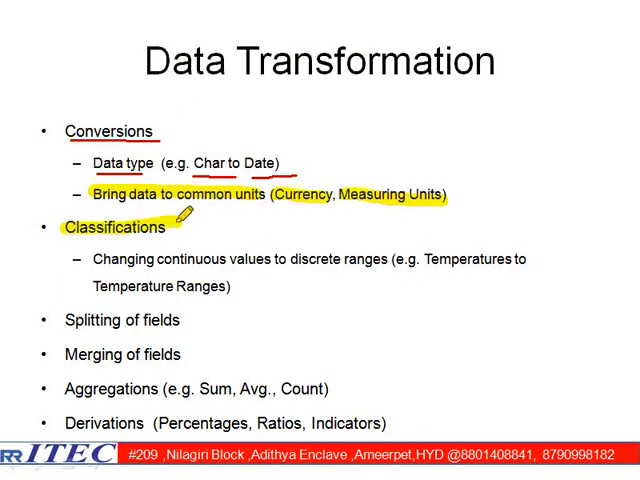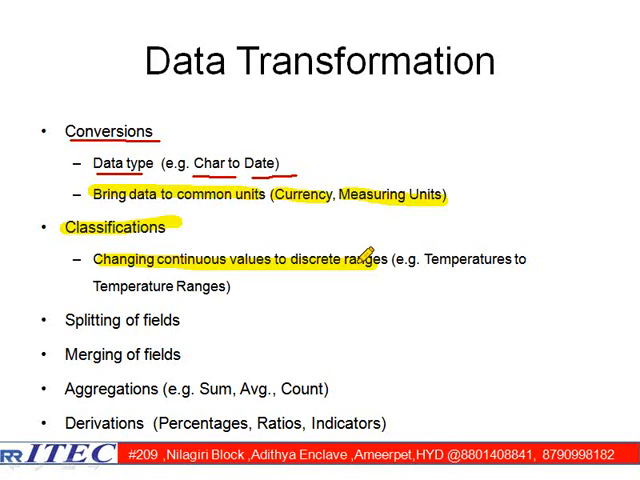Next one, classification. Changing continuous values to discrete ranges is called classification. Suppose I go to a hospital, based on my temperature they decide whether I have a fever or not. How are they deciding that, sir? They have some kind of ranges. 98.7 to something extra is available, then it is called what, sir? Normal. More than 101, then it is what, sir? It is severe fever.